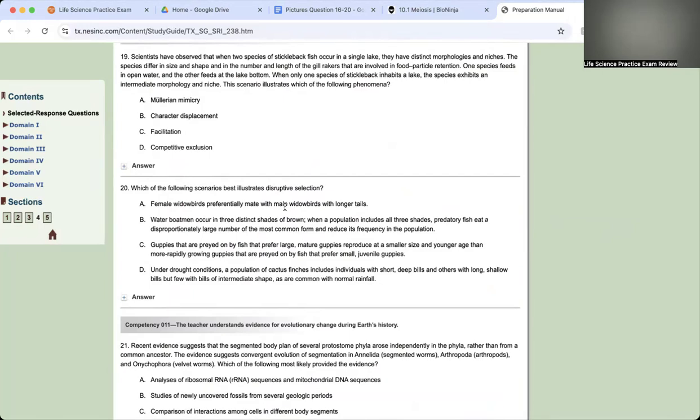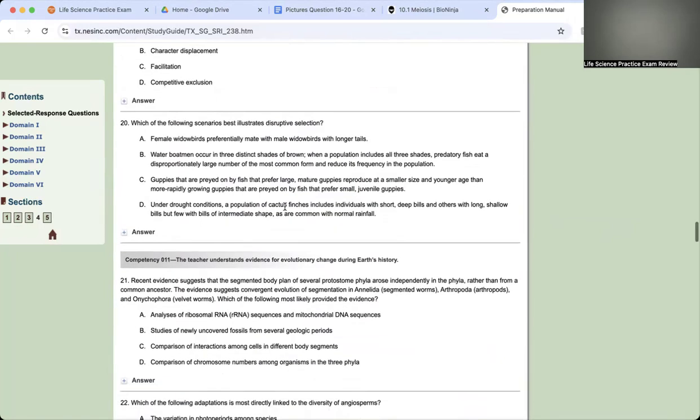All right, so last question here, question 20. Which of the following scenarios best illustrates disruptive selection? A, female willowbirds preferentially mate with male willowbirds with longer tails. B, water boatmen occur in 3 distinct shades of brown. When a population includes all 3 shades, predatory fish eat a disproportionately large number of the most common form and reduce its frequency in the population.